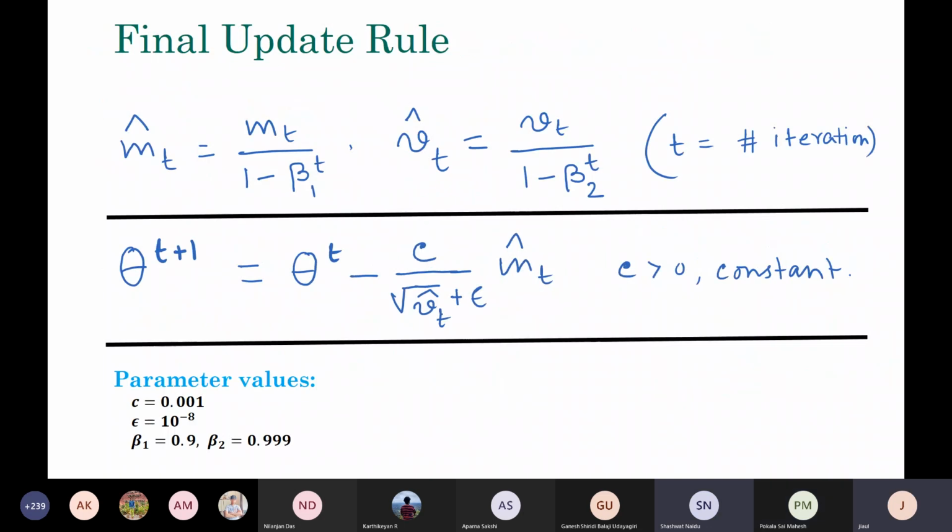Sir, in this case, we are focusing and giving more weightage to the present gradient, and the previous gradients we are giving less weightage at the current iteration. And as we are progressing with the iterations, the previous gradients' weightage is becoming less and less. Is it like that?